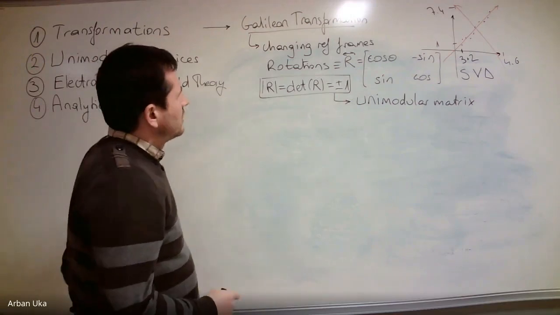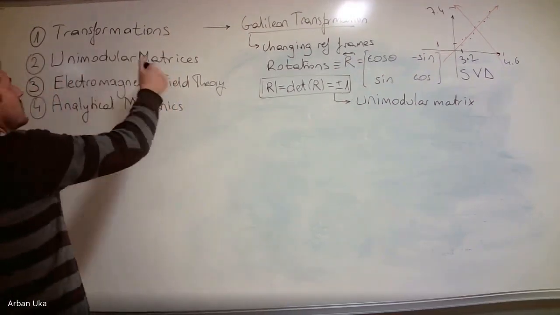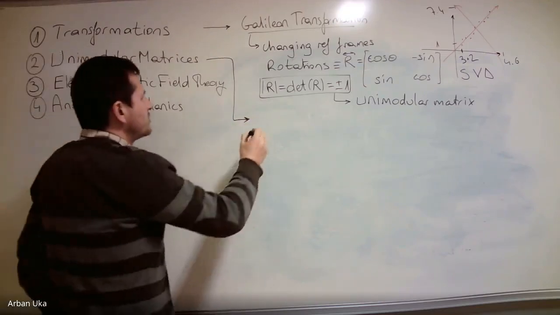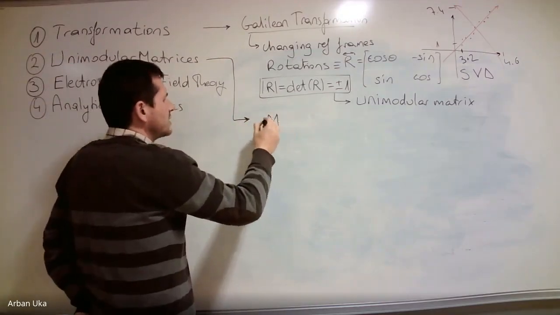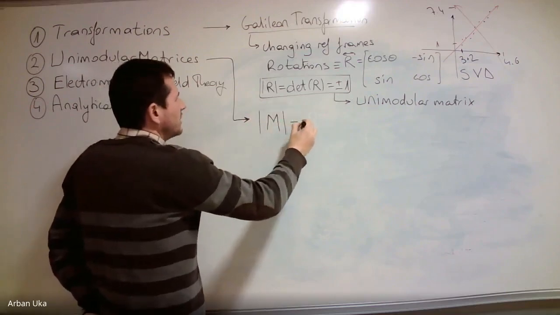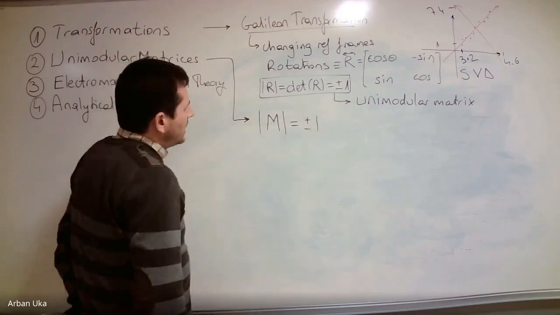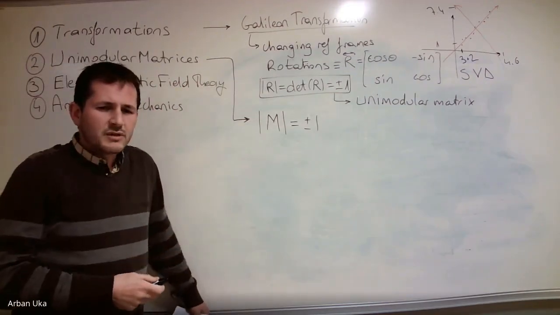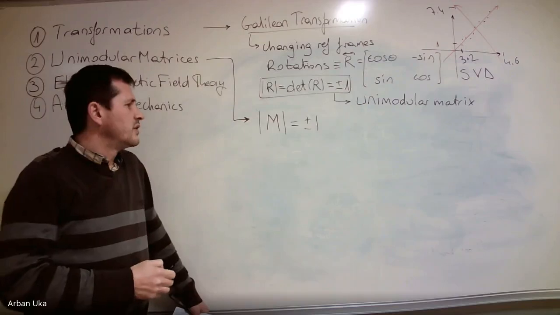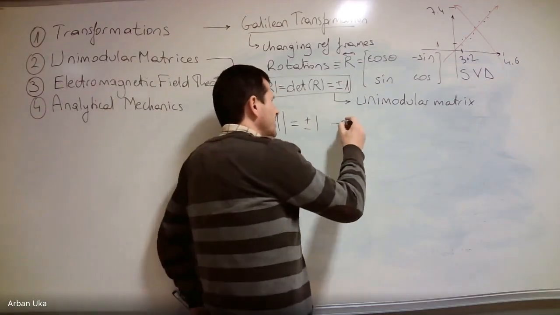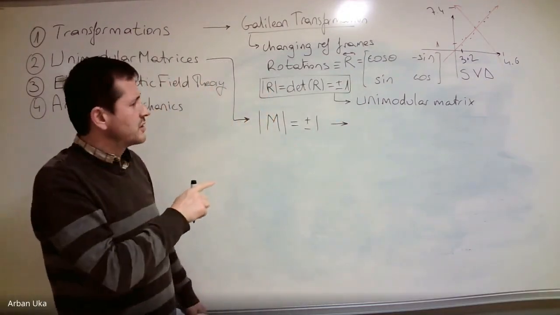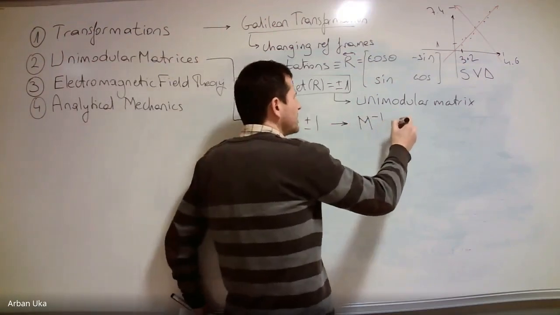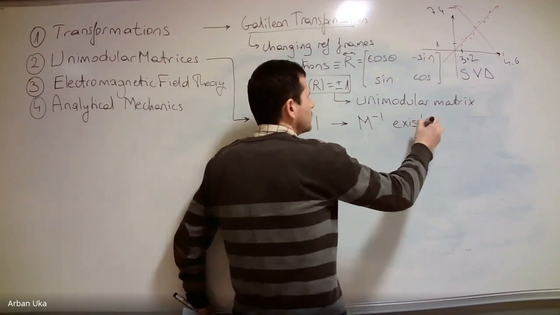So this was the first transformation; now let's see what the second could be useful for. We have a matrix whose determinant is plus or minus 1. First of all, if the determinant is plus or minus 1, that means that the inverse exists. That's the first thing. As long as the determinant is different from 0, the matrix M has an inverse. This is good.